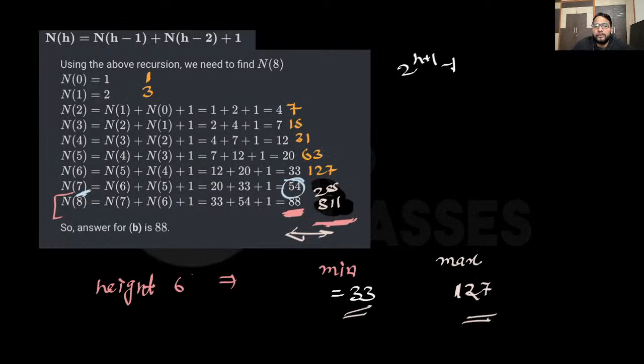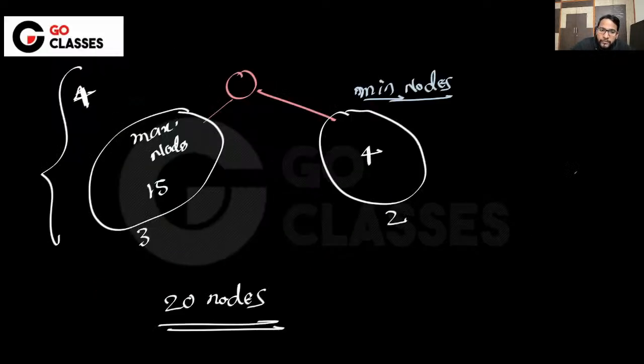See, 20 is not special, here by coincidence this is 20, but anyway for height 4, this is 12, this is 31, right? But I am having 20, which is basically in between 12 and 31. Why is it in between 12 and 31? Because of the way I am constructing it: with this height 3 I want to have the maximum number of nodes, and with this height 2 I want to have the minimum number of nodes. So if I do it that way, the final answer will be 20 nodes, right? You can also have any number of variations.